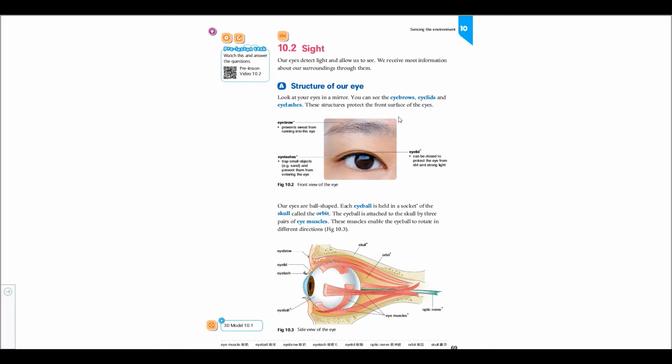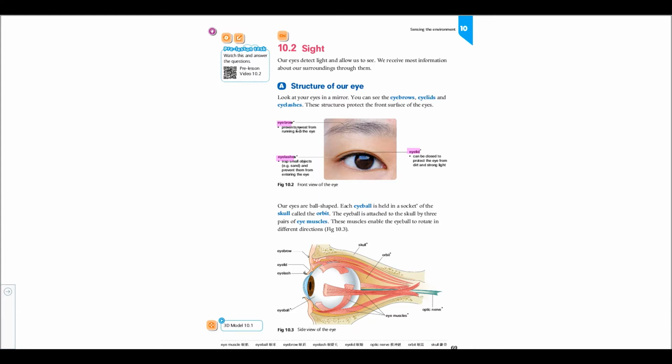On your face you have eyebrows, the hair above your eye. Eyelashes are the hair that grows on your eyelid, which you can touch near your eyes. And then there is the eyelid. These are the three structures you can see on your face.